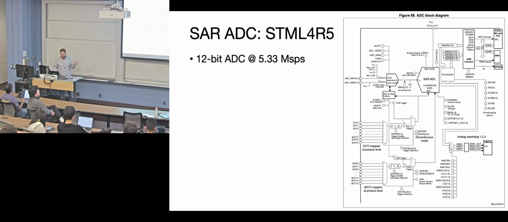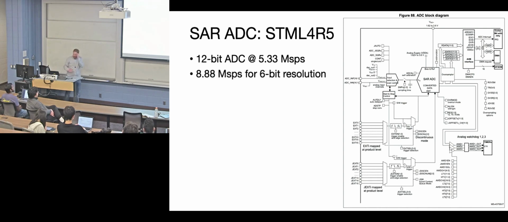So this is a 12-bit ADC that goes at 5.3 megasamples per second. That's pretty fast. Maybe not an oscilloscope, but a starter oscilloscope is like 100 megasamples per second, and for $3, you're pretty close. I think that's pretty great.